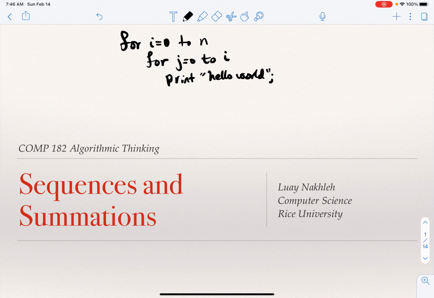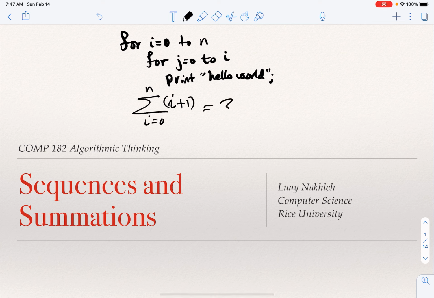If you look at this, when i is 0, the inner loop is going to execute once. When i is 1, the inner loop is going to execute twice. When i is 2, it is going to execute 3 times. So the number of times this algorithm prints hello world is the sum from i equals 0 to n of i plus 1. Because when i is 0, it prints 1. When i is 1, it prints 2. This is why it's i plus 1, not i.